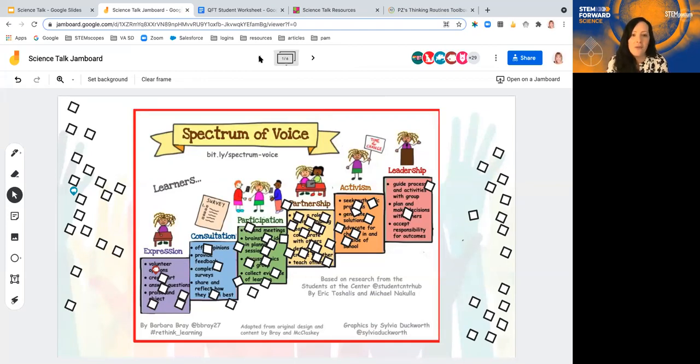My question for you, or a series of questions, is: look at where you are, and think about where you want to be. So where are you and where do you want to be? Even if you're all the way there at the top, what can you do to make it even more effective or to reach more students? So just think about where you are and think about where you want to go. I'm going to give you a second to look at the continuum and consider that.